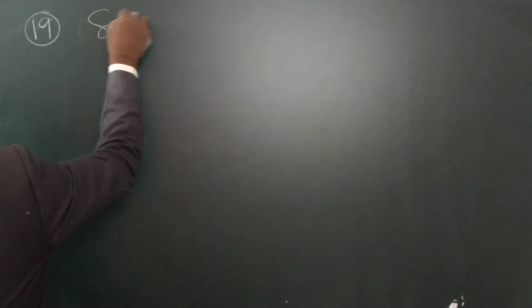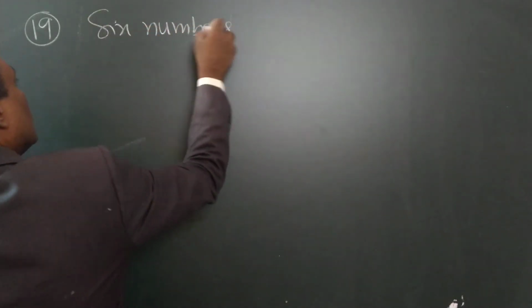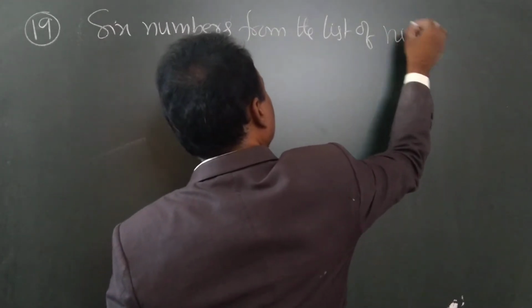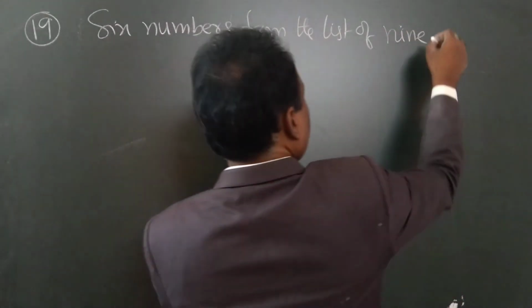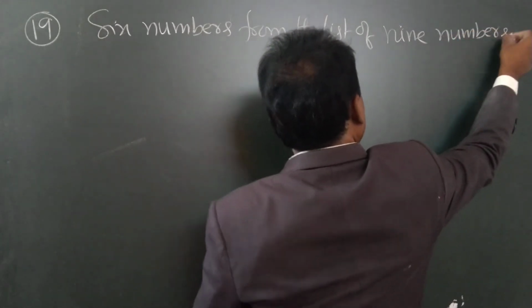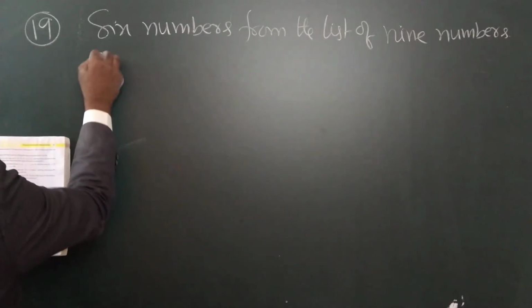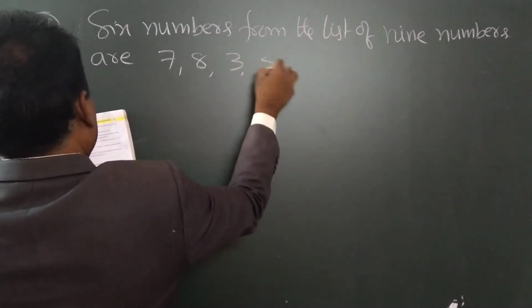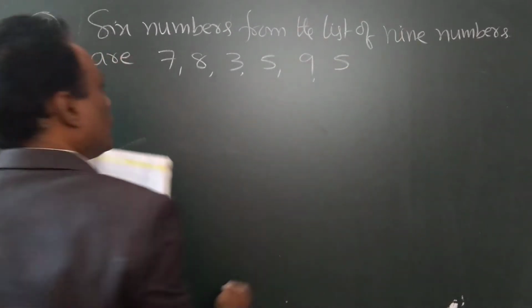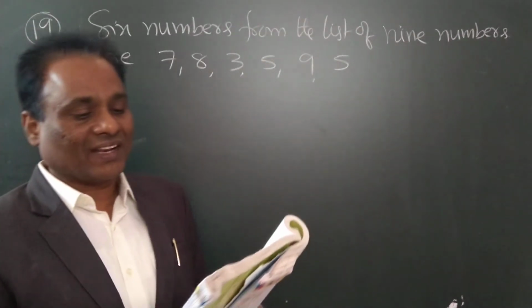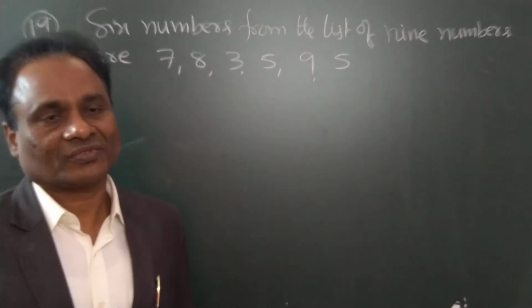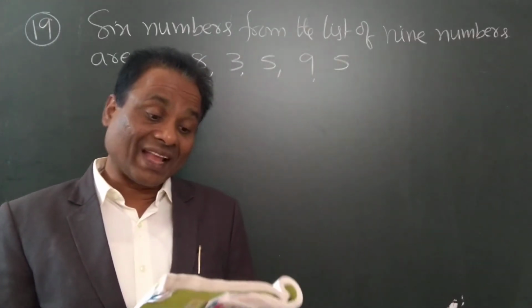Numbers from the list of 9 digits are, write down 6 numbers from the list of 9 digits. They are 7, 8, 3, 5, 9, 5. Friends, the given numbers are 7, 8, 3, 5, 9, 5. 6 numbers are given, I wrote. Actually, there are how many numbers? 9 numbers.